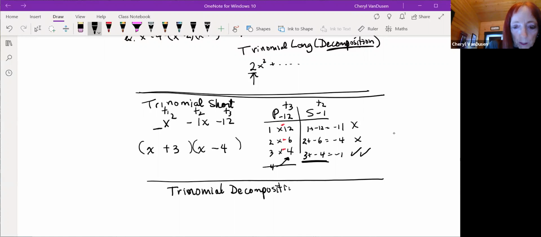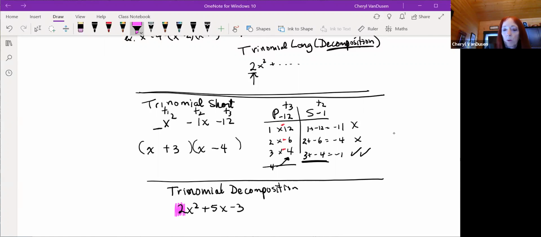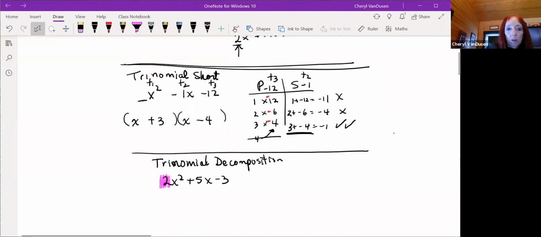So the question we're going to look at is 2x squared plus 5x minus 3. It really does look very, very similar to the trinomial short. The identifying feature about it being a trinomial decomposition question is this number right here. I can't common factor 2 out of 5 and 3, so it's stuck sitting there. And so we know that it's a trinomial decomposition question.